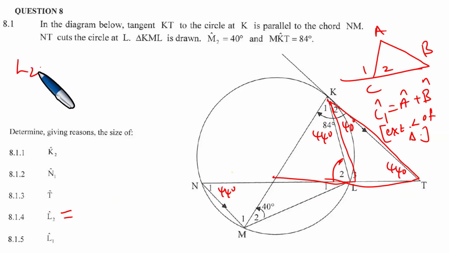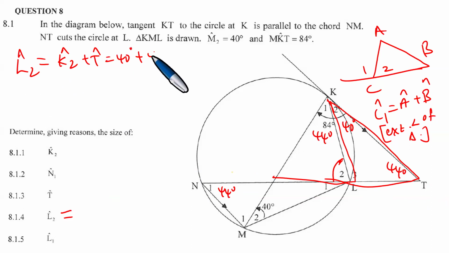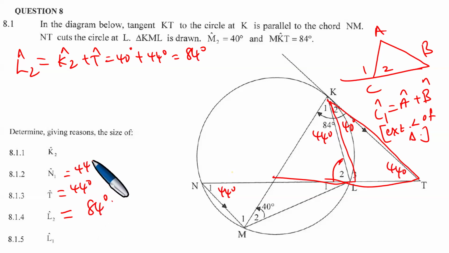Yeah, so we say L2 is K2 plus T. K2 is 40. T is 44. And this is 84. So L2 is 84. Okay. T is 44. N1 is 44. K2 is 40.